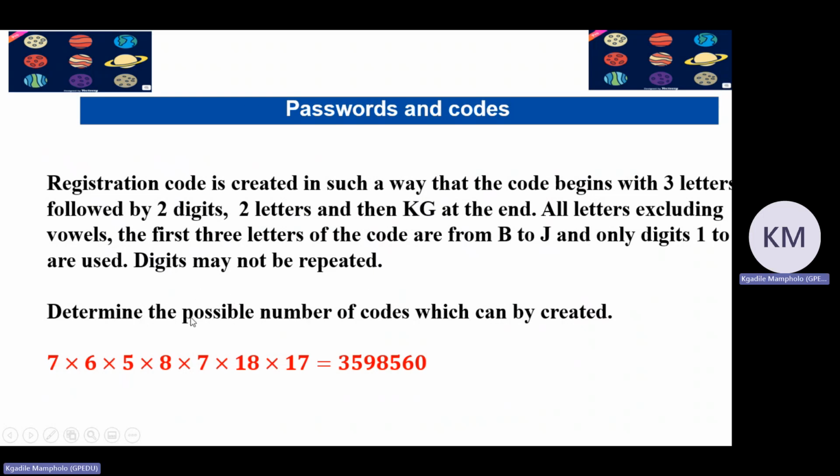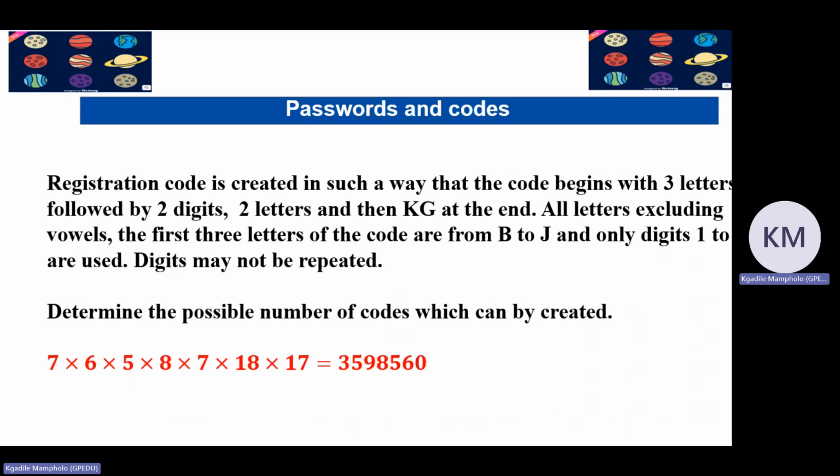Now, the second letter will be 6, because now letters are not repeated. Remember, we say the first 3 letters must be chosen from B to J, excluding the vowels, which are 7, and repetition is not allowed. It means when you choose the first letter of the registration code, you choose out of 7. The second one, choose out of 6. The third one, you choose out of 5.